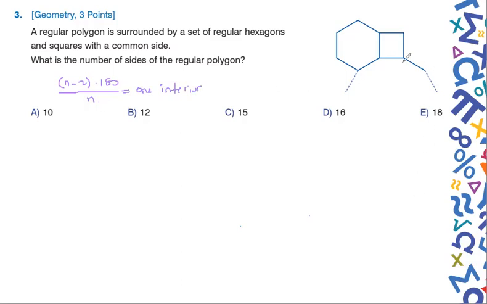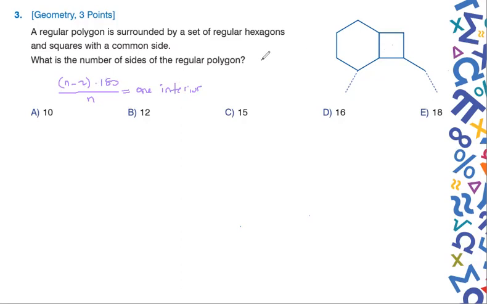So why do I need this? Because I do need to know the interior angle. So I can use this expression to find the number of sides, n. And this is a regular hexagon. If you do remember, you can just tell this is 120. If you don't, you can still use this one.